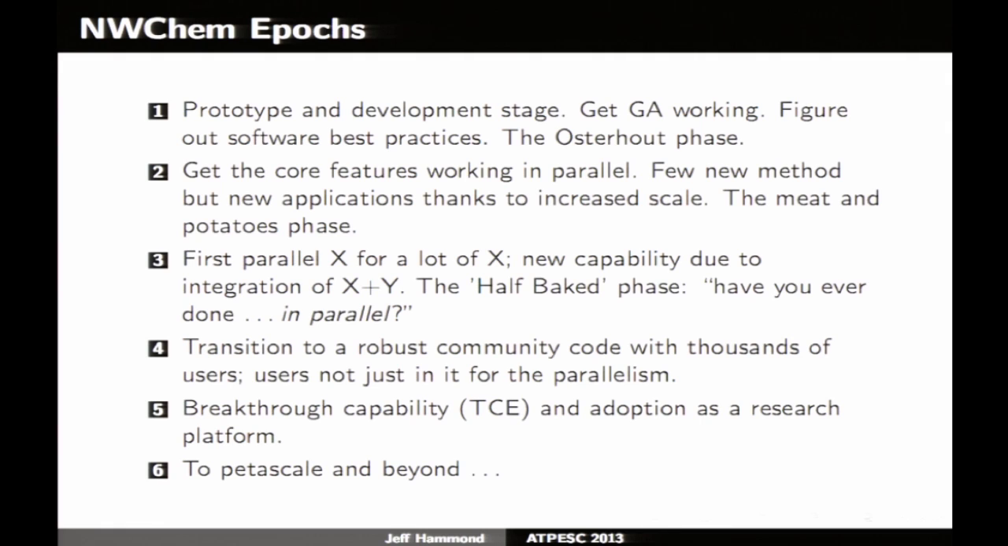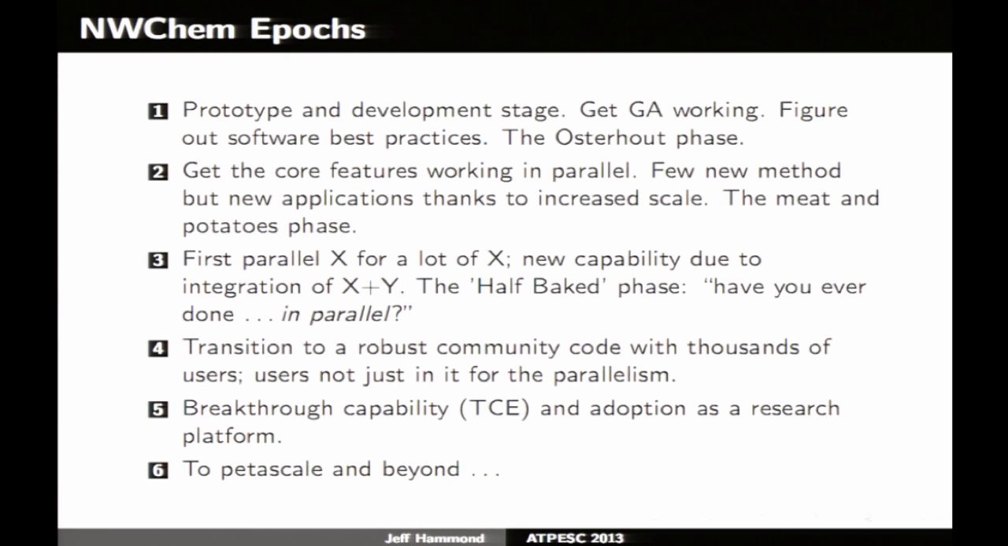And people started adopting NWChem as a platform to do research. So there were academics who were developing totally new methods, and actually they were first implemented in NWChem. And that's cool when people want to use your code as a research platform and not just a black box.